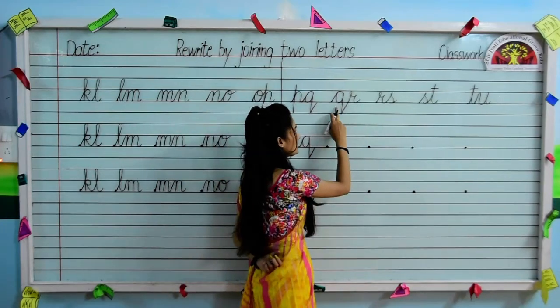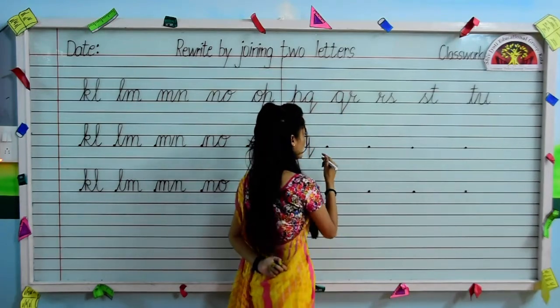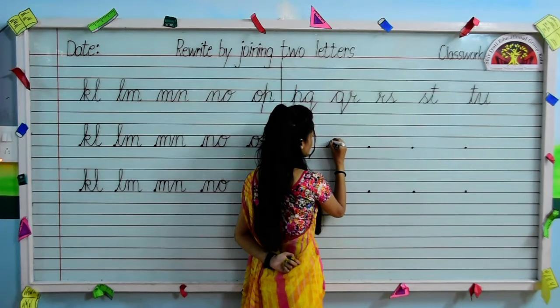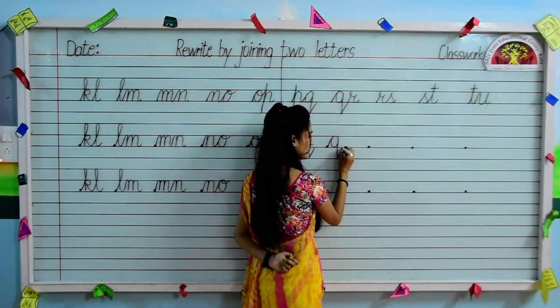Come on the next one. Your next letters are Q and R. Let's see how to join them. Firstly we will write letter Q. Slanting line, then a curve, come down straight, then a slanting line like this.